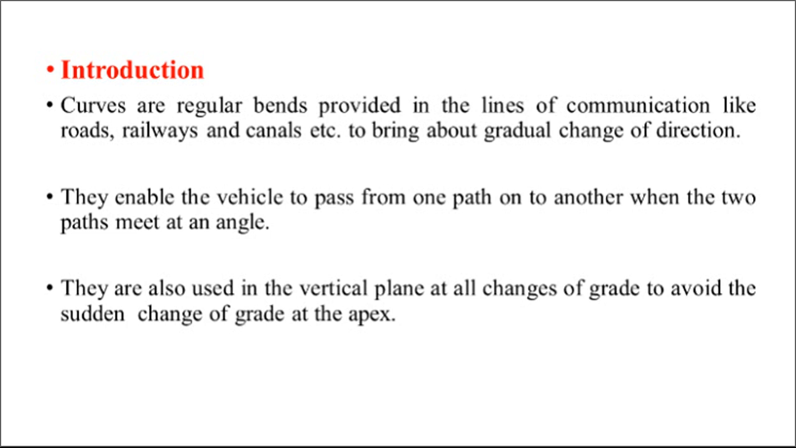Maybe roadways, maybe railways, maybe canals, or maybe sewer lines. So if the change is not gradual, then there may be chances of accidents in case of roads, or there may be chances of turbulence in case of canals or in case of sewer line. Next slide.